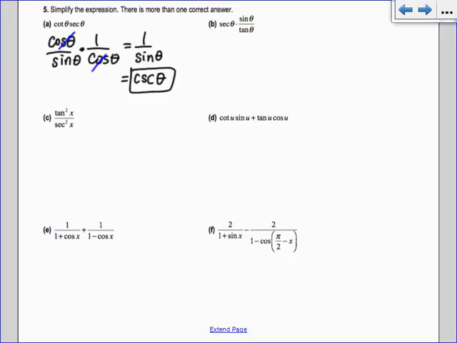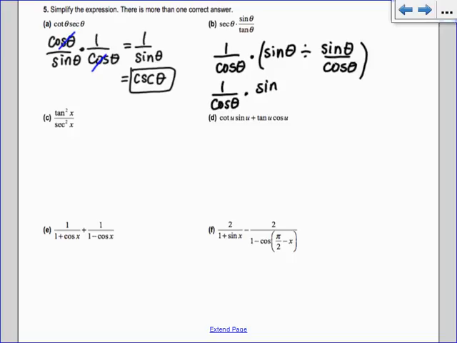Okay. The next one, secant is 1 over cosine. You're multiplying by sine divided by sine over cosine. So that's a little tricky. So I have 1 over cosine times sine times cosine over sine. So you can see there's lots of reducing here. The sines go away, but then the cosines go away too. So your answer should be 1.